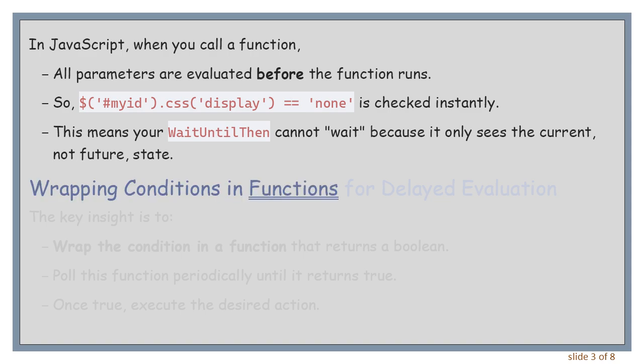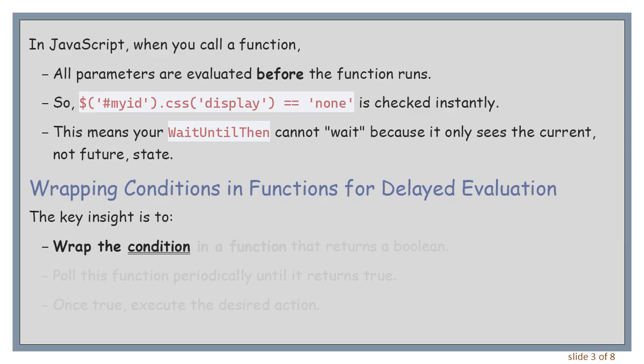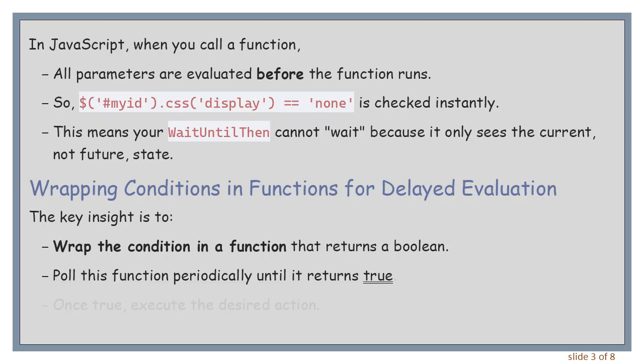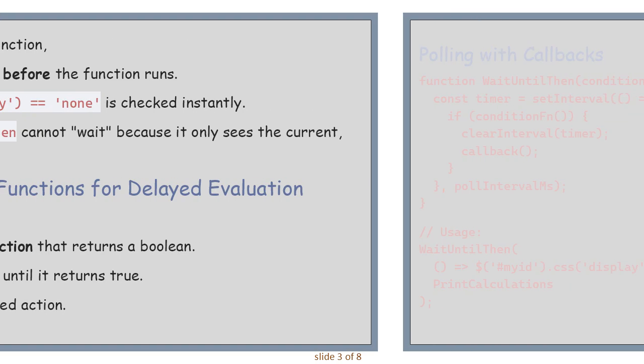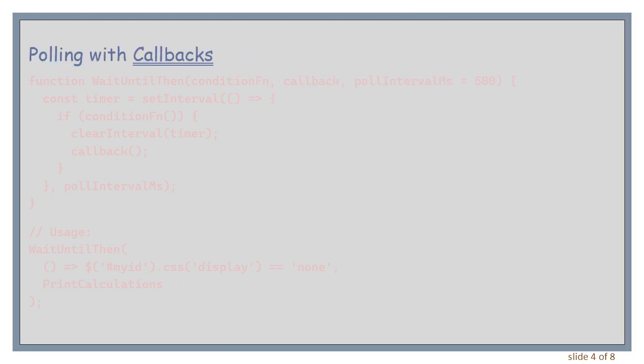Wrapping conditions in functions for delayed evaluation. The key insight is to wrap the condition in a function that returns a Boolean. Poll this function periodically until it returns true. Once true, execute the desired action. Polling with callbacks.